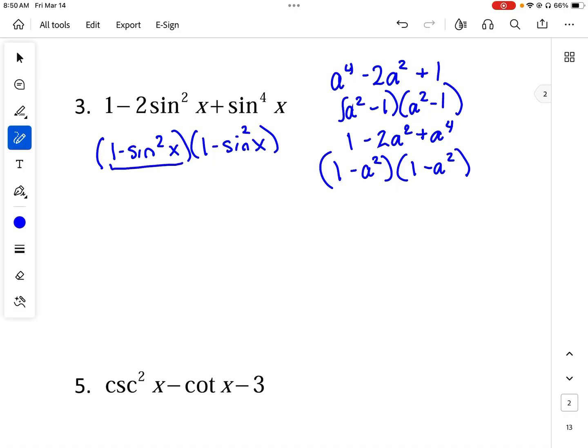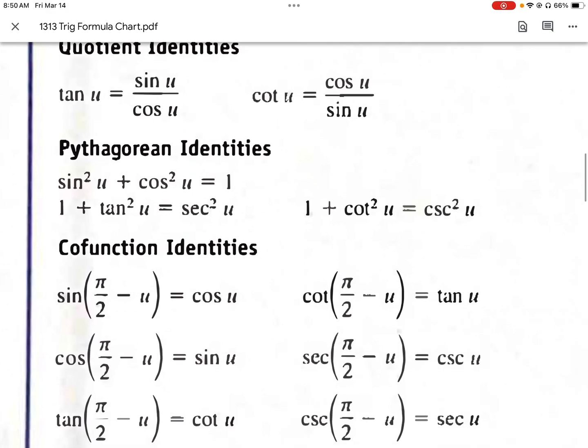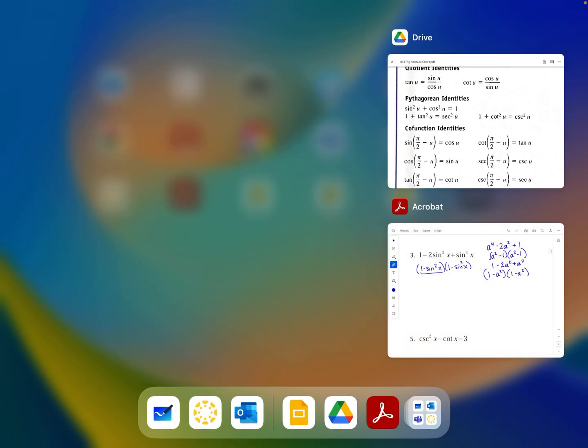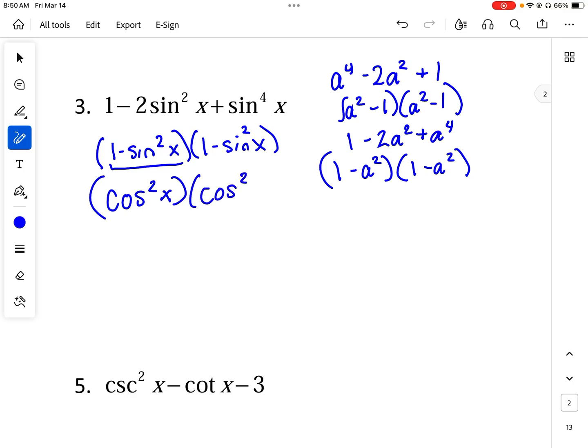Okay, so I've seen this before. That's on our Pythagorean identities. So look back at that. It's right here. If I move this sine squared u over to the other side, I get a cosine squared u. So this is cosine squared x, and so is this. We add our exponents, so cosine to the fourth x.